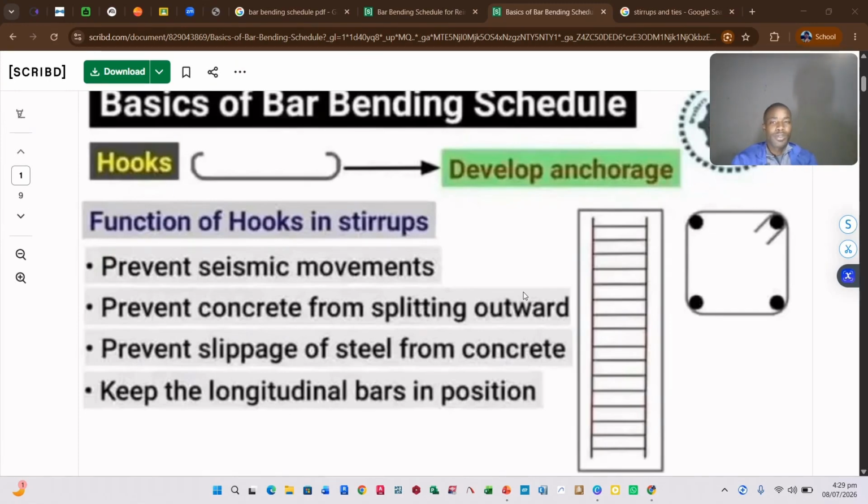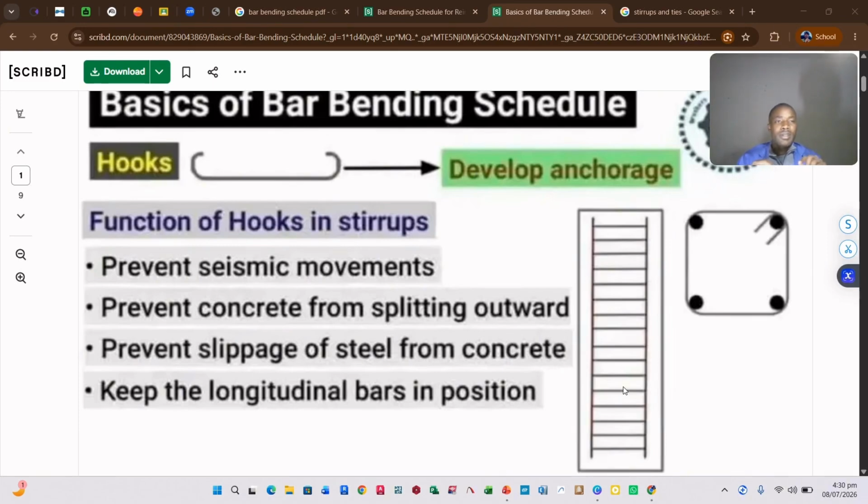Let's begin with hooks. First of all, as you notice on the right side of your screen, what you're seeing is a column. This is a vertical structural member. Inside the column, you find reinforcement bars. These long ones are known as longitudinal bars. Then you have these that hold the longitudinal bars in place. These are known as ties.